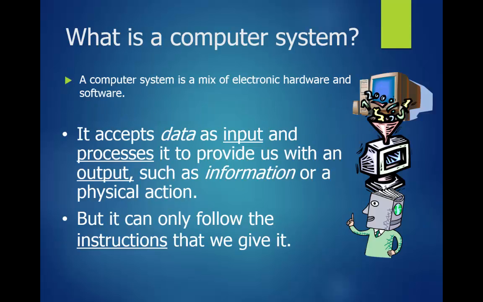What is a computer system? A computer system is a mix of electronic hardware and software. It accepts data as input and processes it, so it provides us with an output such as information or a physical action. But it can only follow the instructions that we give. We have to remember that because a computer only does that. The computer doesn't do the things that we want.